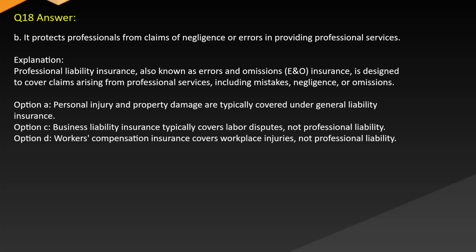Option A. Personal injury and property damage are typically covered under general liability insurance. Option C. Business liability insurance typically covers labor disputes, not professional liability. Option D. Workers' compensation insurance covers workplace injuries, not professional liability.